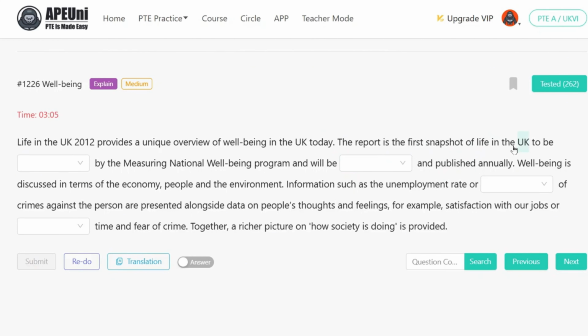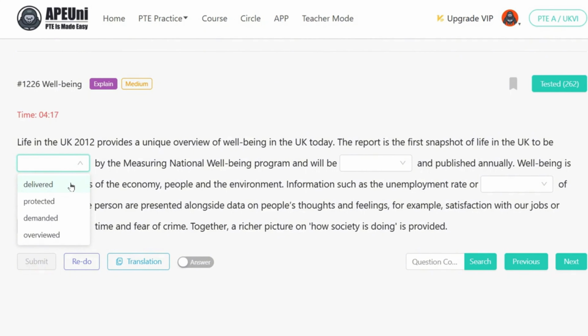Snapshot of life in the UK, right? So here in this sentence, we're talking about the report. And this report can be what? To be. When you see "to be," this means it is a passive voice. Whenever you come across "to be," always keep in mind that after "to be," you're having a verb. You always go with the verb's third form.